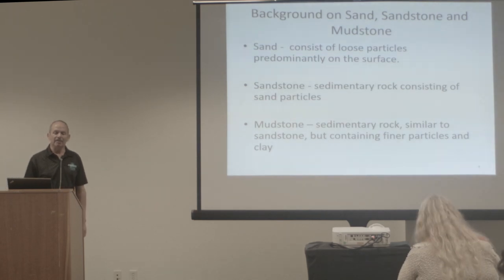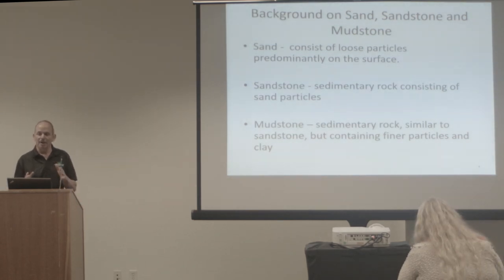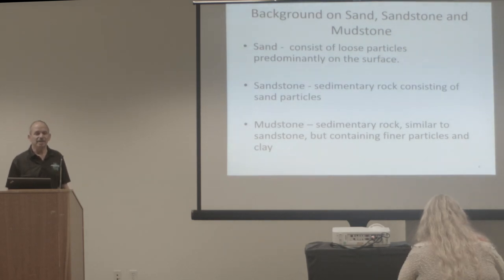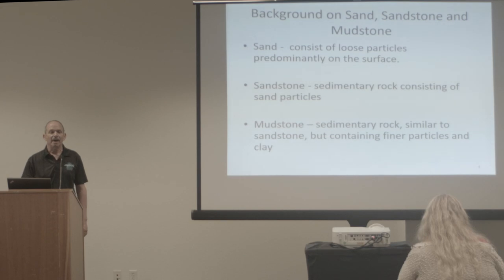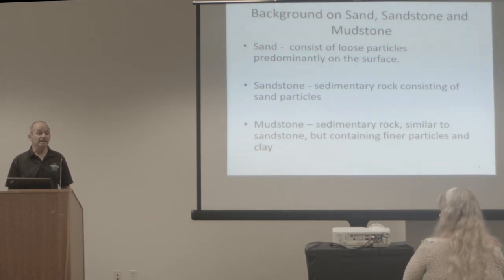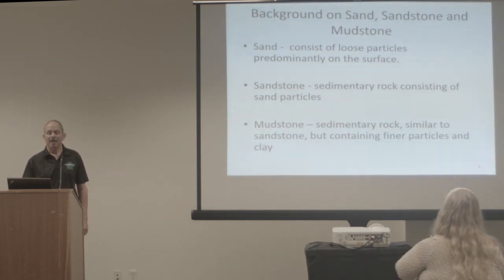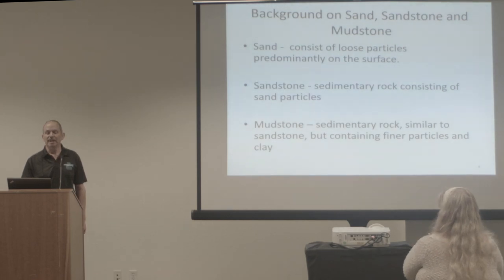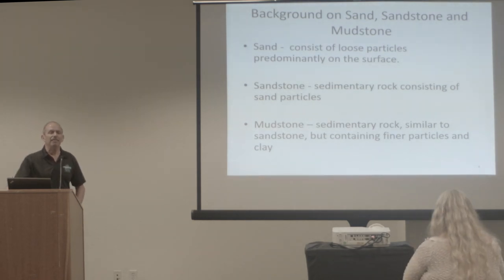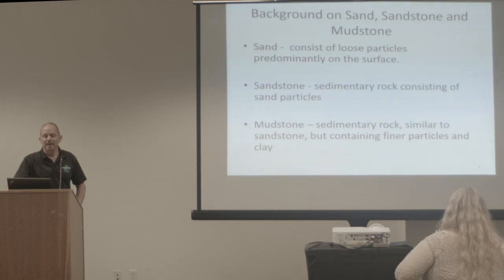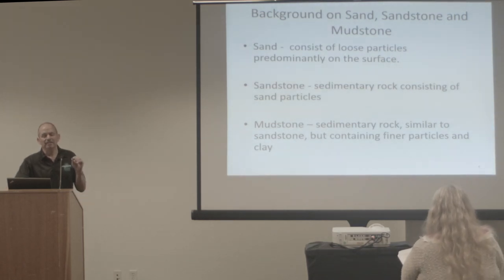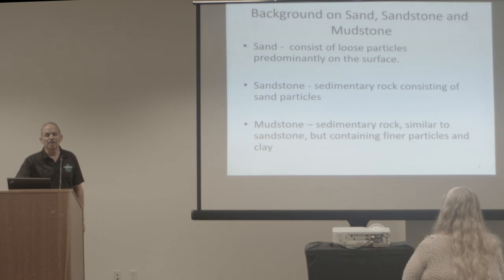Just a little bit of background on the different media on Mars that they analyzed. They analyzed sand, which consists predominantly of loose particles on the surface. They also analyzed some sandstone, which is sedimentary rock consisting of sand, and also mudstone, which is sedimentary rock but of much finer composition. It has finer particles, a lot smaller, and it's mostly clay, some small sand, and also clay.